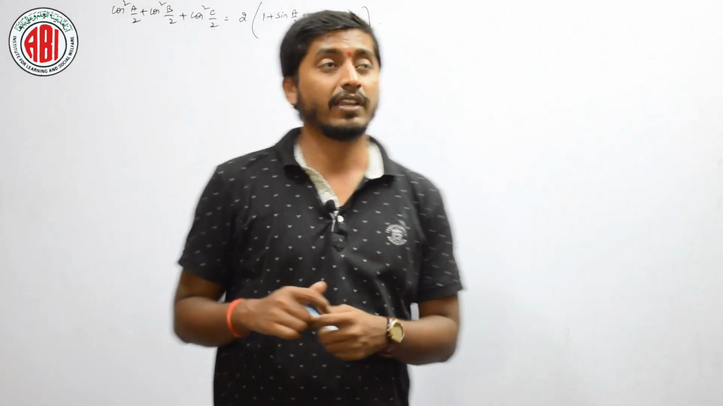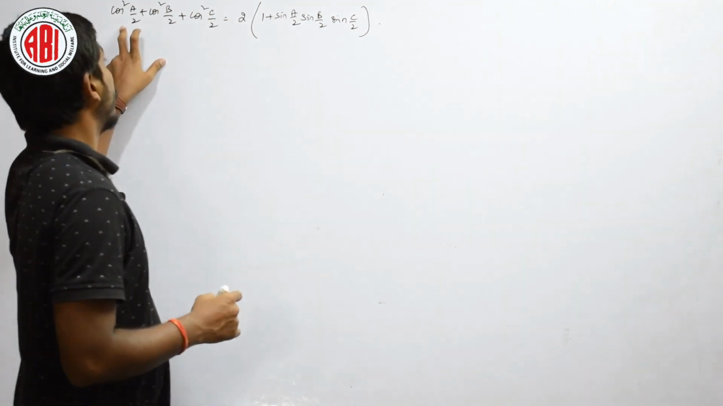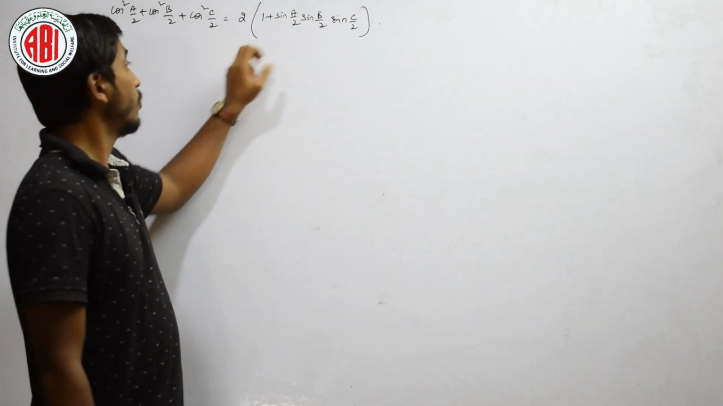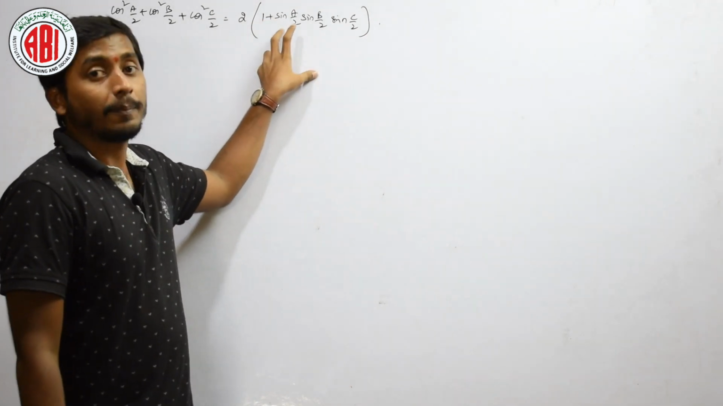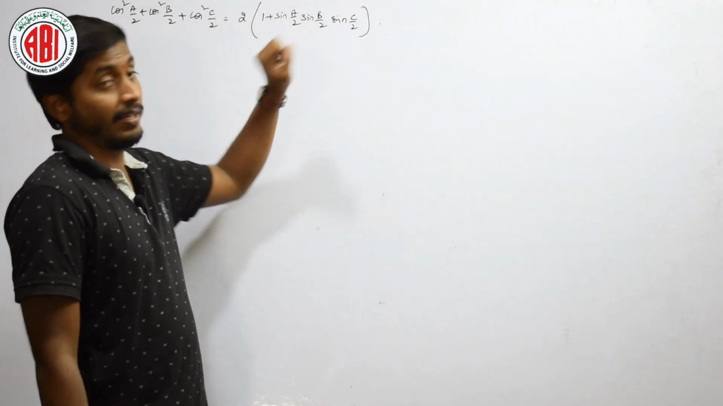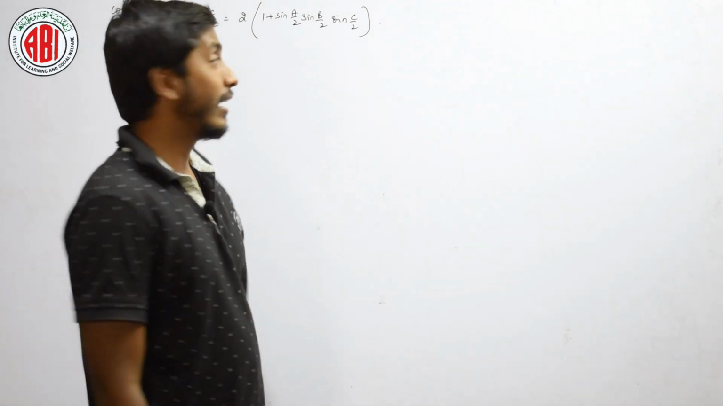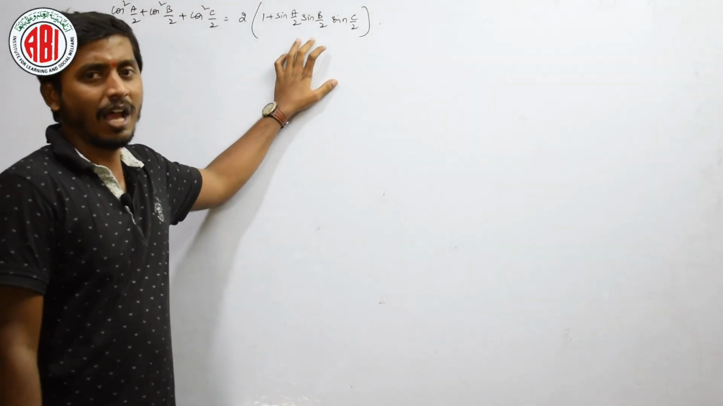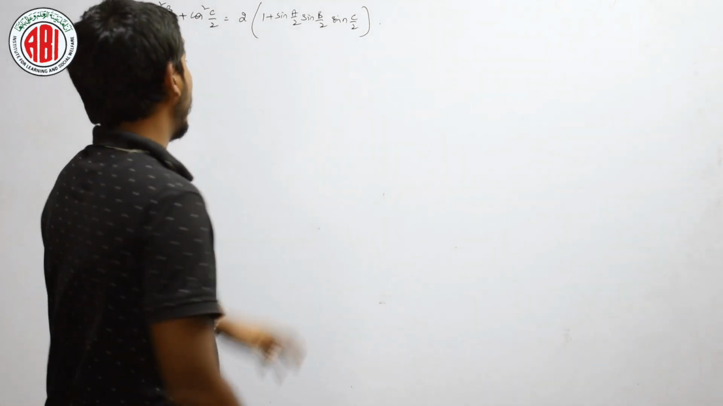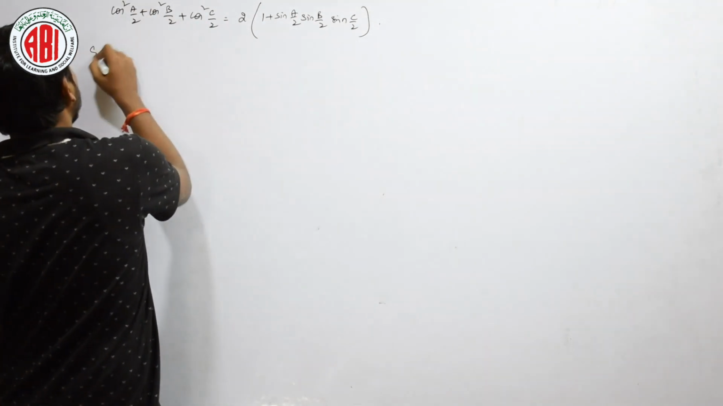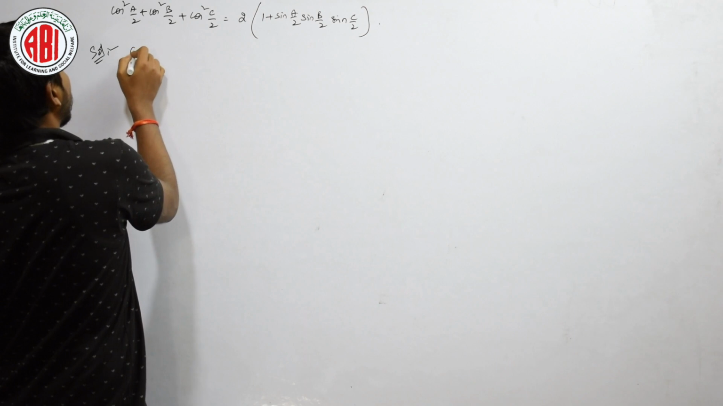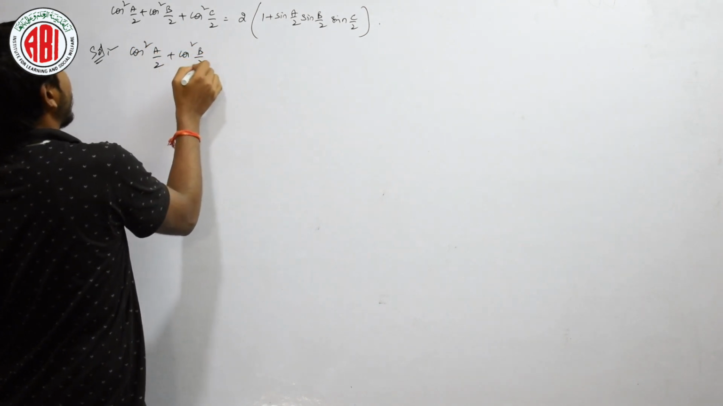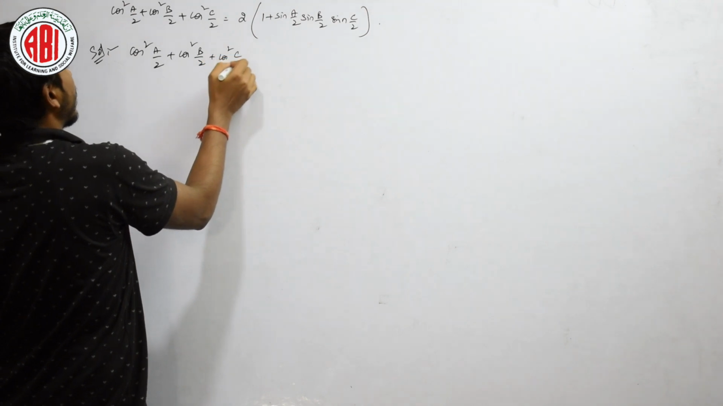See here, the question given here, he is asking us to prove cos square a by 2 plus cos square b by 2 plus cos square c by 2 is equal to 2 into 1 plus sin a by 2 sin b by 2 sin c by 2. Okay, do not get confused, here everything is given in cos, here everything is given in terms of sin. How to do? Okay, now let us write cos square a by 2 plus cos square b by 2 plus cos square c by 2.